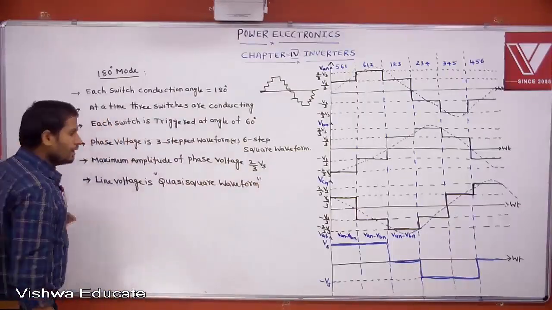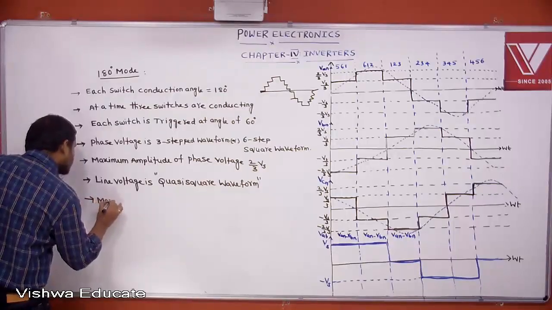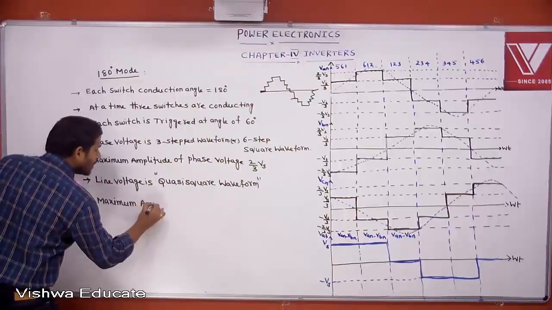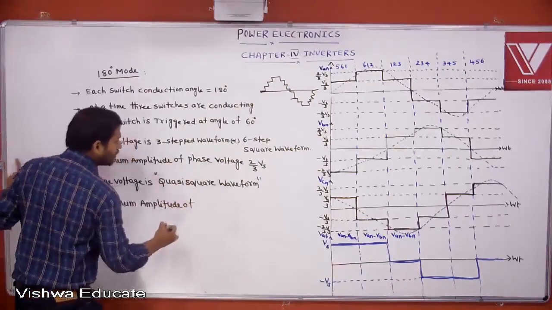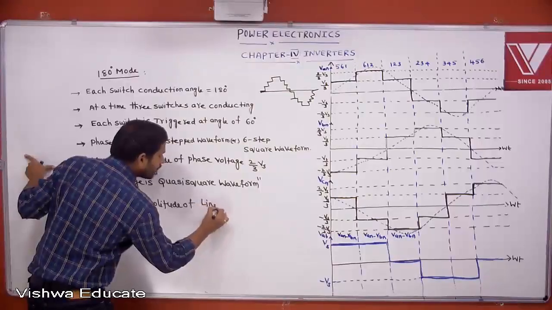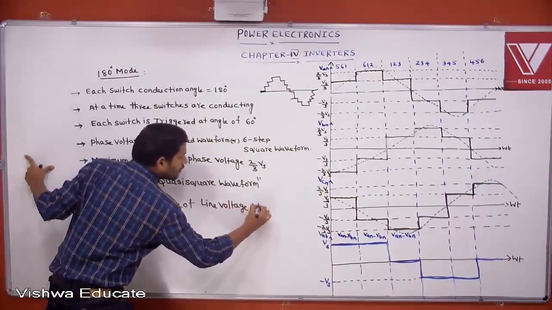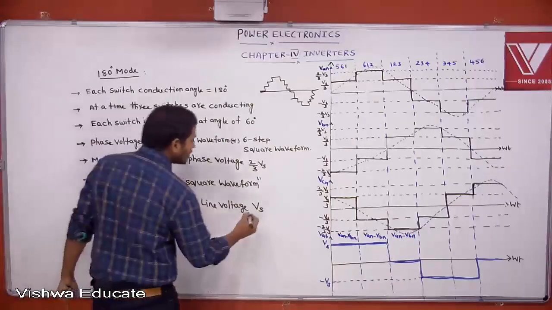Then, maximum amplitude of line voltage. How much? Vs. Maximum amplitude of line voltage is Vs.